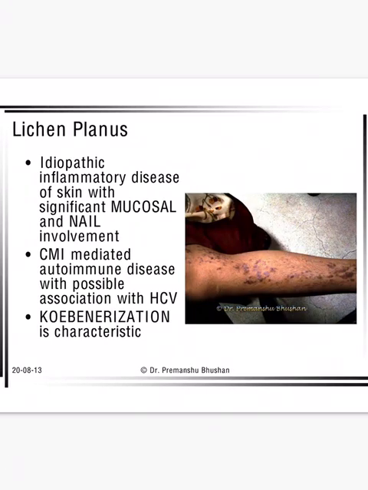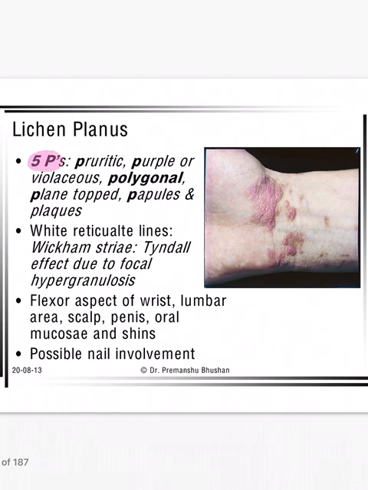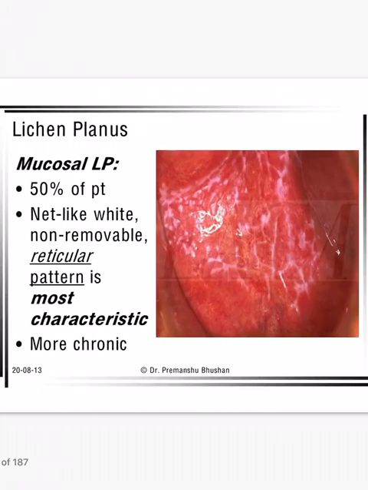Okay. Now coming on to lichen planus. So see what happens. In lichen planus Koebnerization is positive, guys. Okay, and it involves the mucosa and the nail, guys. Okay. So what are the 5 P's? Purple, pruritic, polygonal, planar top, papules, plaques. Okay, guys. And there is Wickham's striae, guys. And this involves the flexures. Okay. So if you talk about mucosal lichen planus, you see a reticulate pattern. This is known as Wickham's striae, guys.